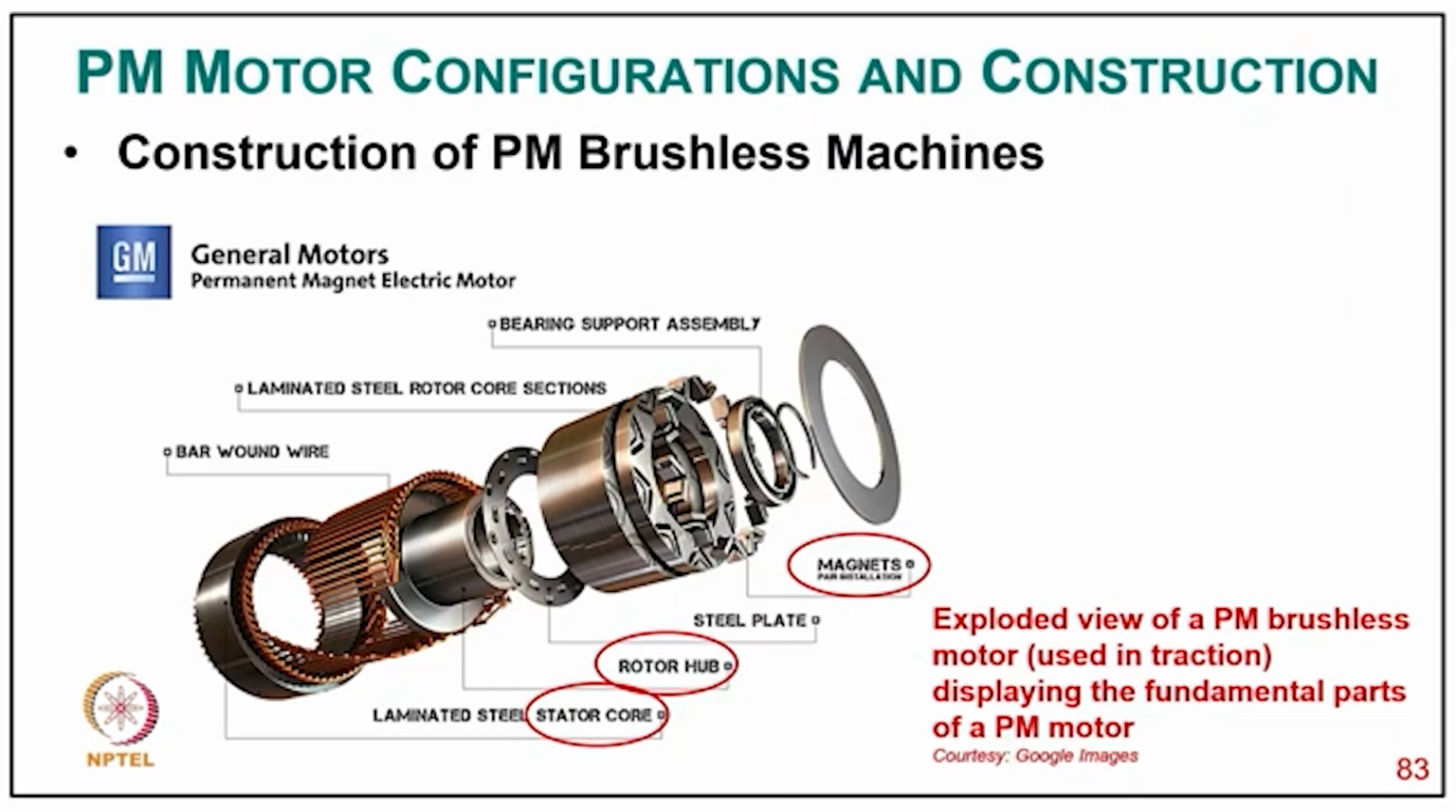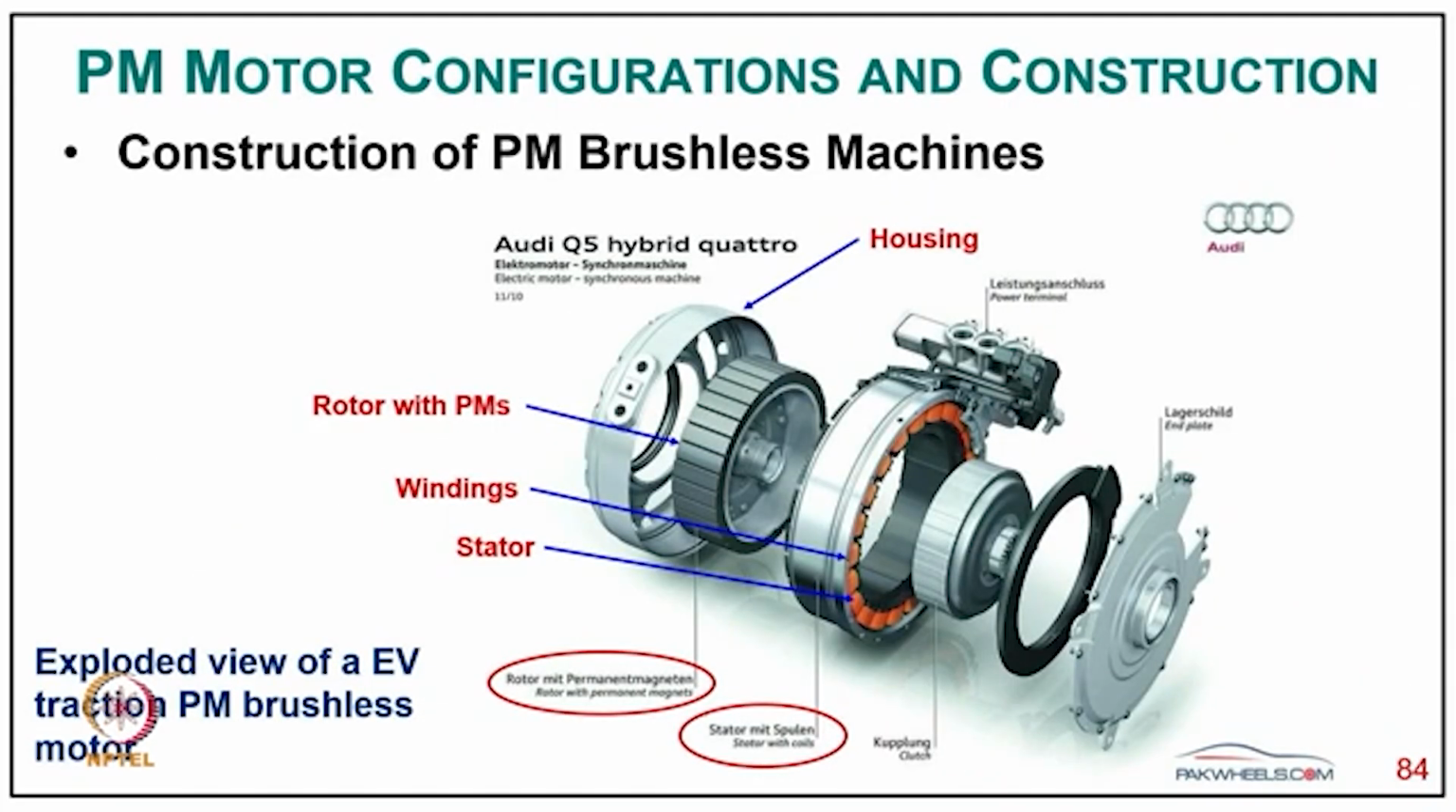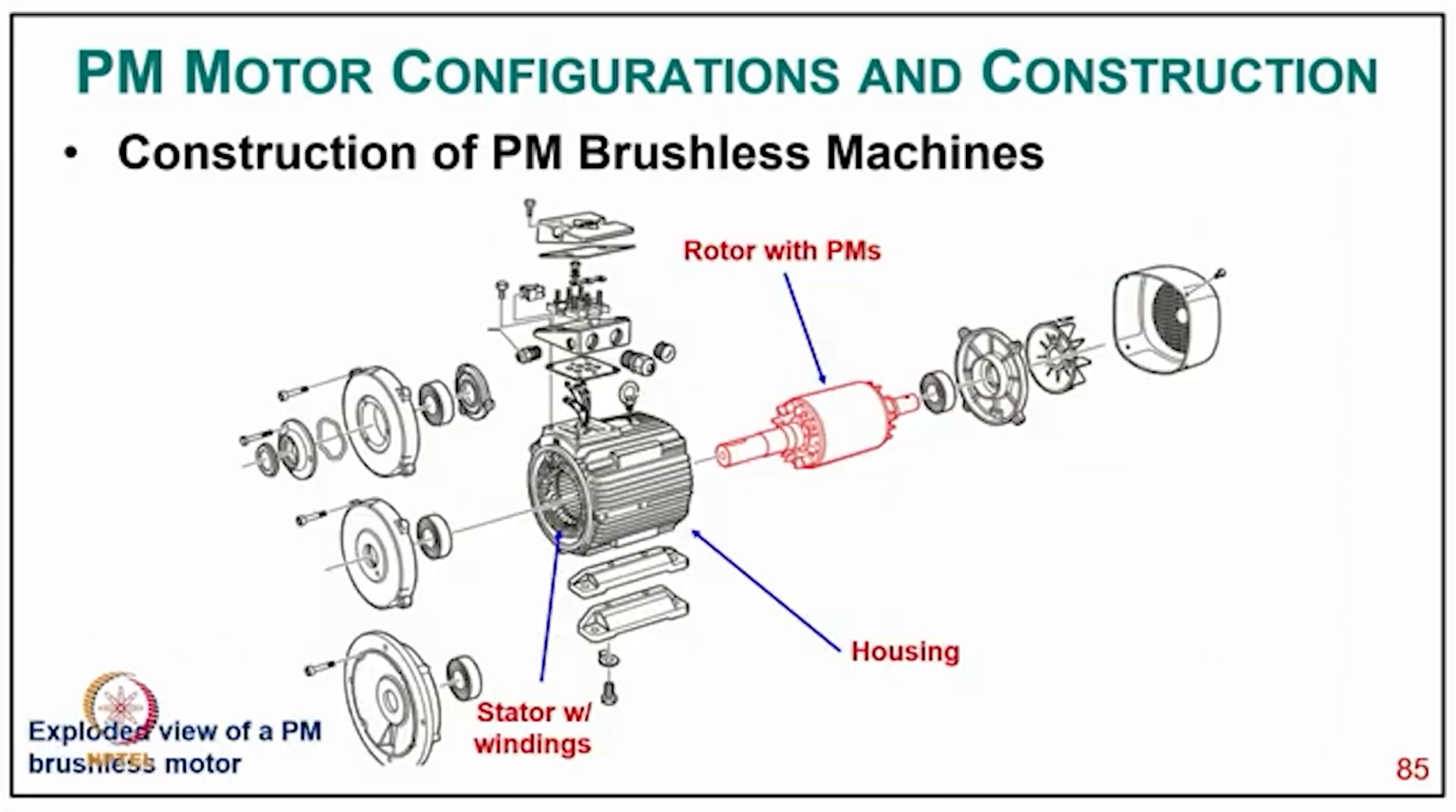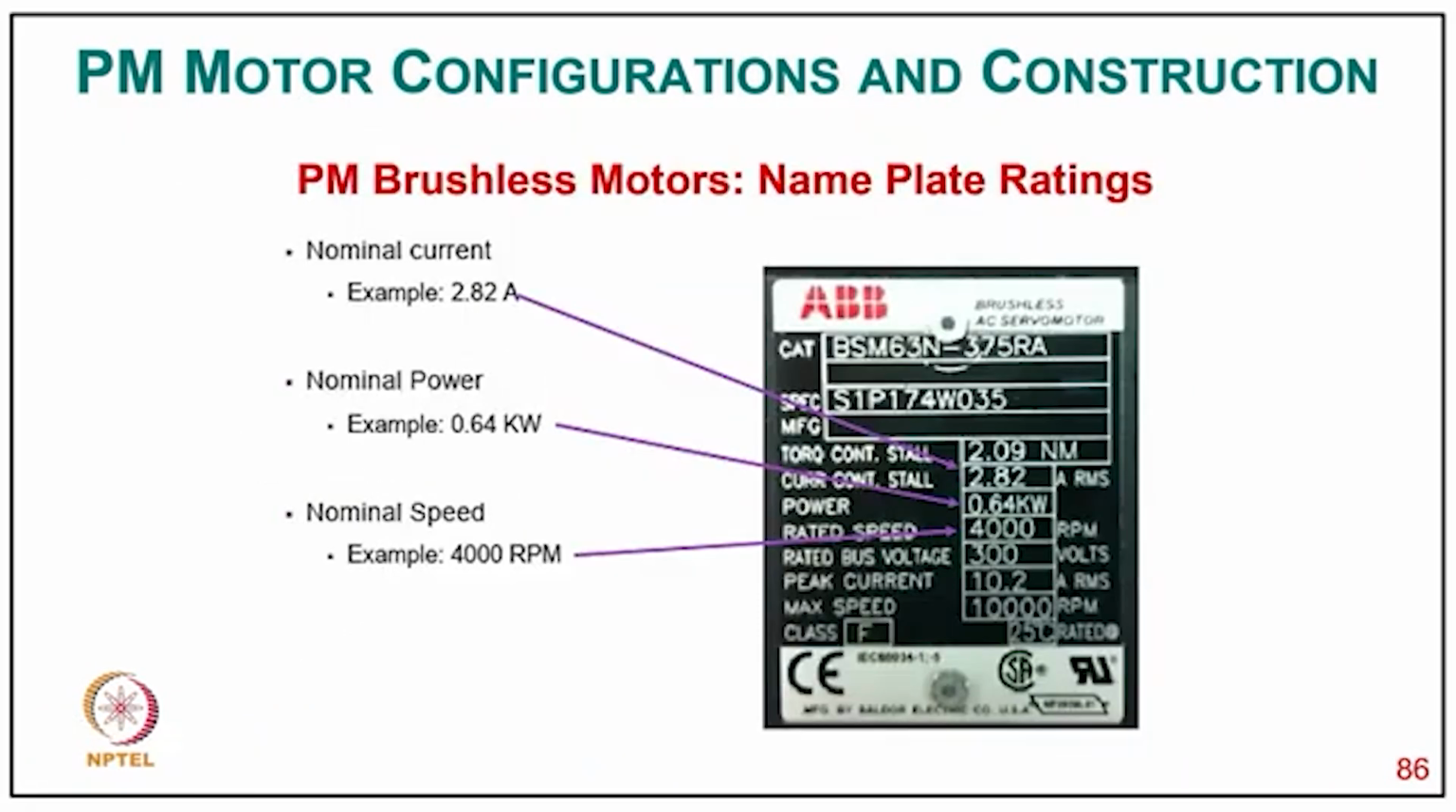This is how it looks, with the rotor having flux barriers and magnets put in the barriers. It gives a high power density as well as good field weakening features, or you can call it a constant power drive for electric vehicles. And this is another one, by another electric vehicle manufacturer, showing how the magnets are put on the rotor and the stator winding on the stator. Then the typical brushless motor, with the PM on the rotor and the winding on the stator.